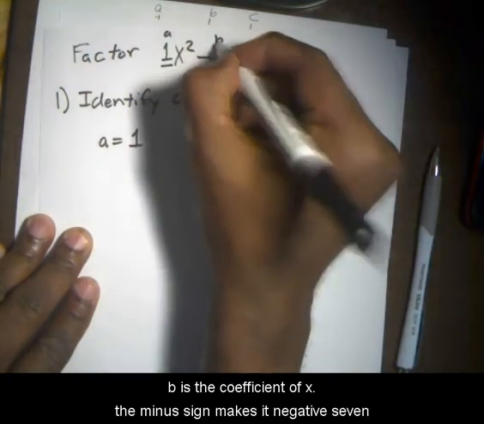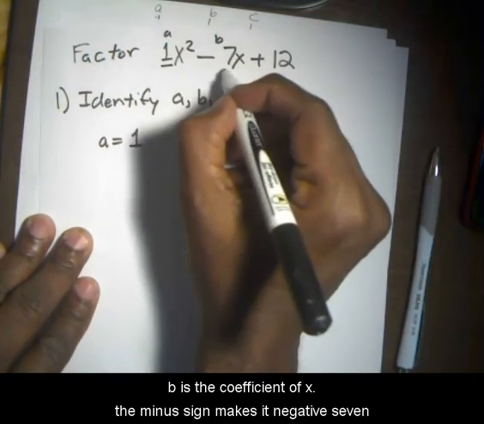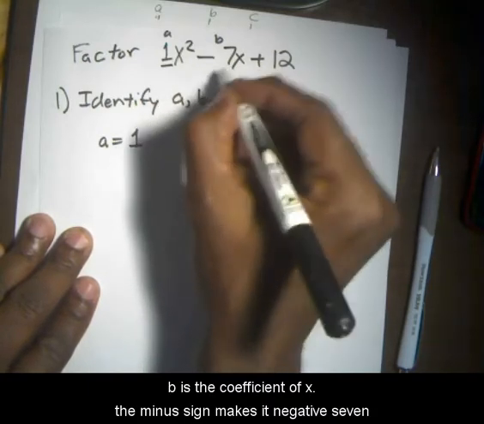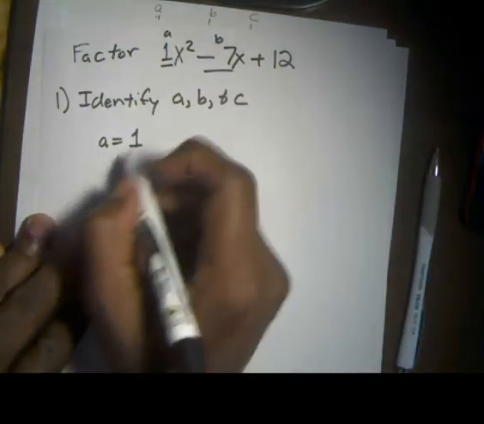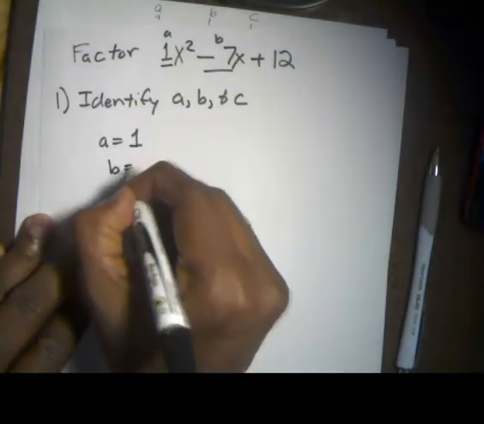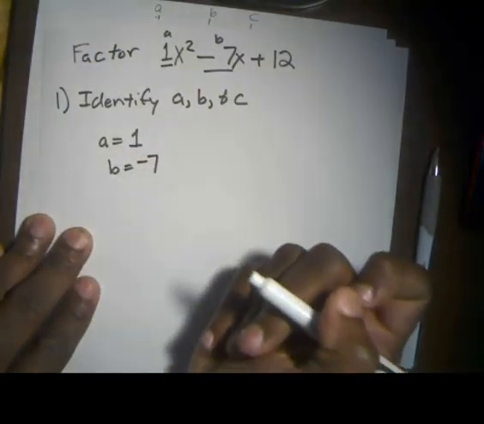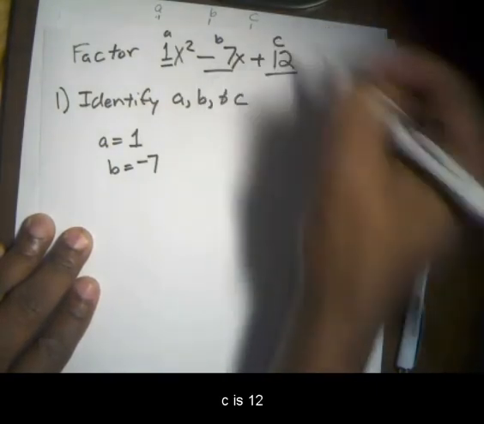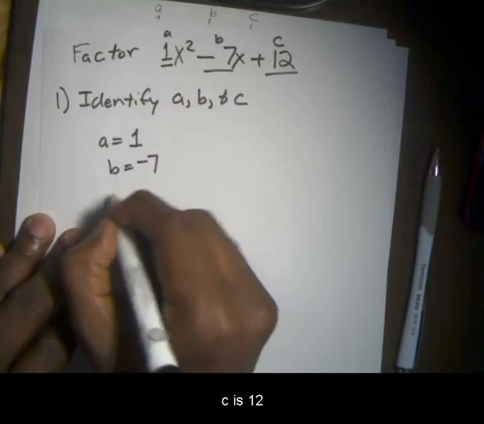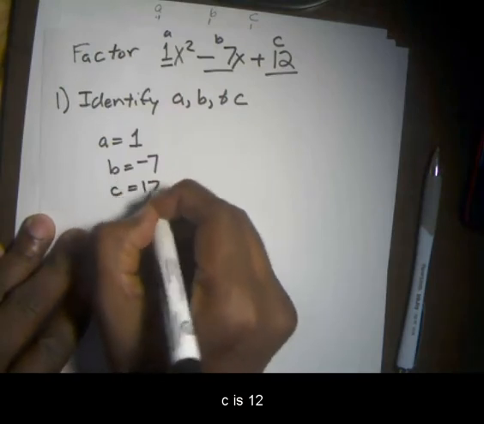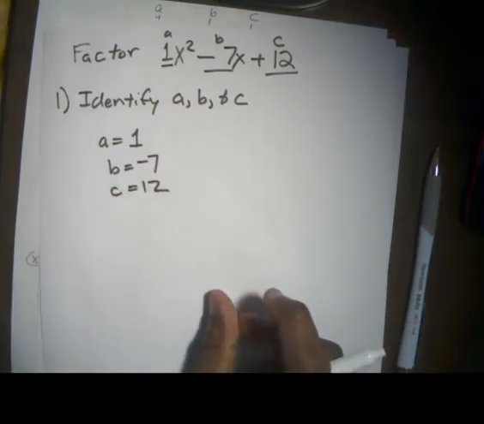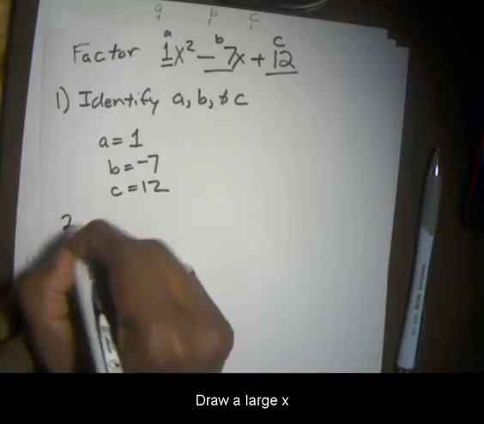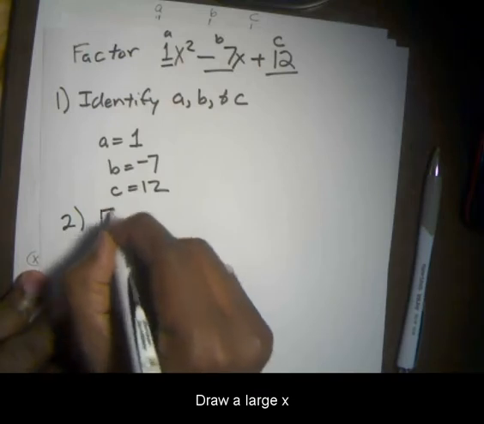So our B value is found as the coefficient of x, and it has a minus 7. So B is going to be -7. All right? And our C value is just this constant term here. There's a plus in front of it, so we can just say C is equal to 12. Okay? So that's the first thing we're going to do.